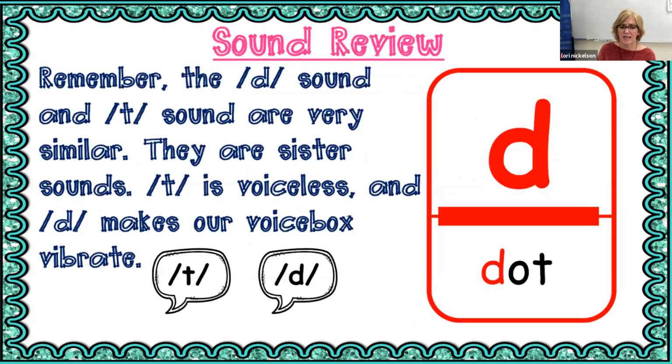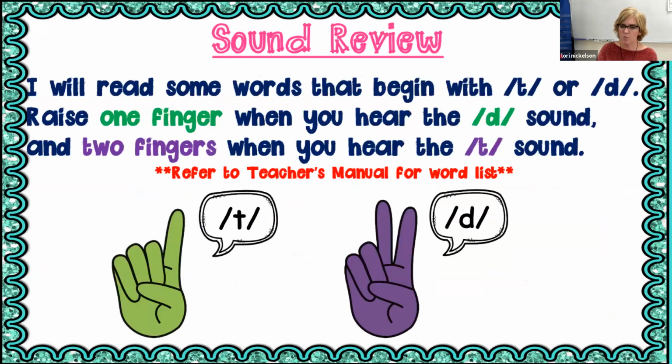So remember, the D sound and T sound are very similar. They are sister sounds. T is voiceless and D makes our voice box vibrate. D. Did you feel it? D. T. It's a different sound, isn't it? So I'm going to read some words that begin with the T sound. Raise one finger when you hear the D sound and two fingers when you hear the T sound. So one for D, two for T.